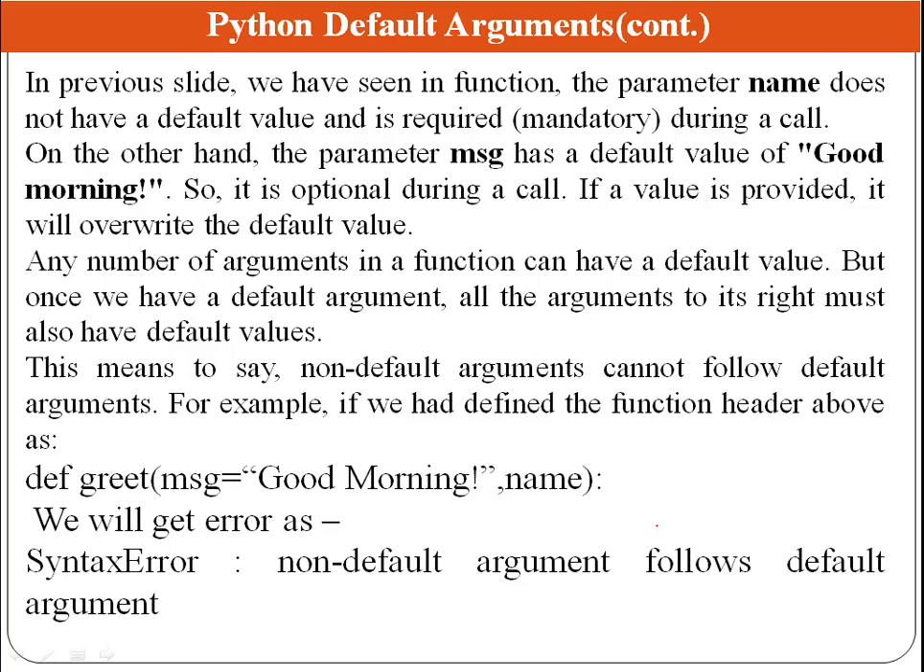But once we have a default argument, all the arguments to its right must also have default values. This is the important condition. Once you have started defining a default value corresponding to one argument, all the arguments to its right must also have default values.